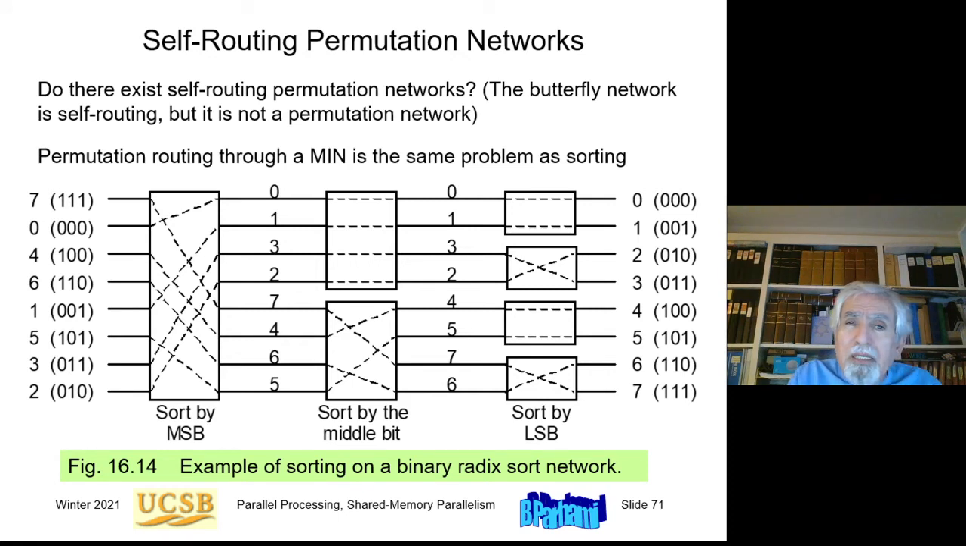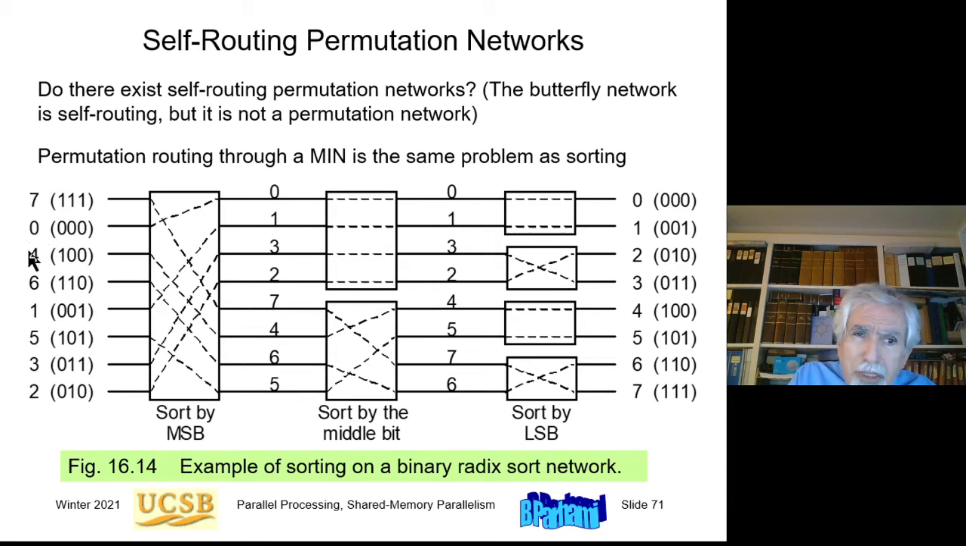Okay, you can also design... I mentioned that the butterfly network is self-routing, but it's not a permutation network. We can, in fact, design permutation networks that are self-routing. And the design of self-routing permutation networks is related to the design of sorting networks. So here I've shown processors 0 through 8 wanting to access memory banks as shown here. So processor 0 wants to access memory bank 7. Processor 1, memory bank 0, and so on.